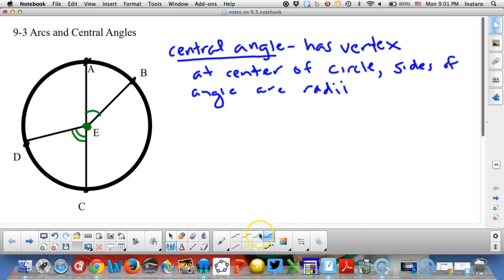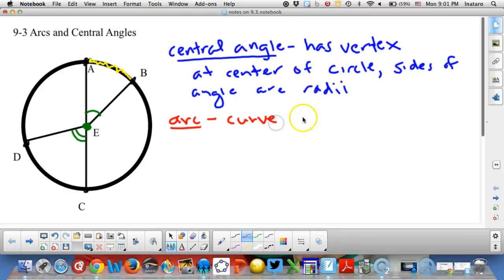Now you'll notice we have several curves around the edge of the circle. These are referred to as arcs. An arc is a curve between 2 points on the circle. So here we have an arc AB. So once again, an arc is a curve between 2 points on the circle.